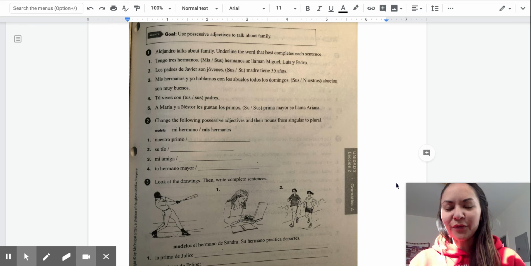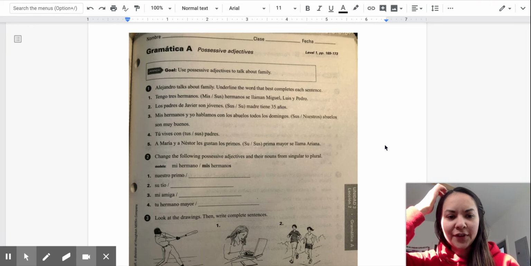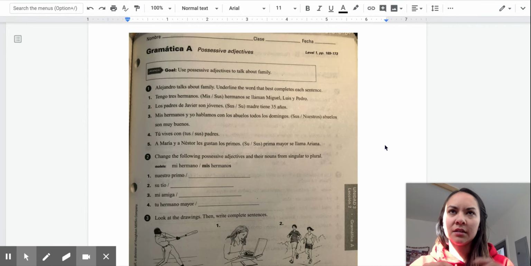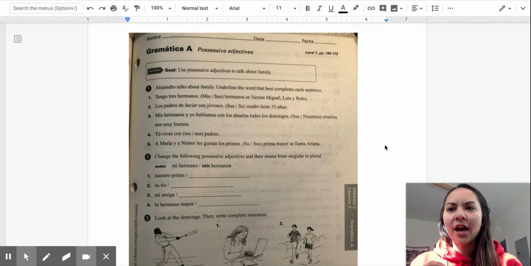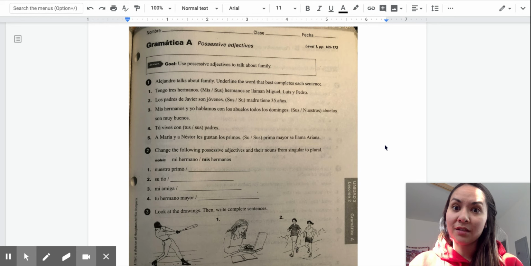Let's see how far we can get into Gramática A. All right, possessive adjectives. Remember we talked about this, and on your sheet you should have all of those notes on there. So yes, it's mis, tus, mi, tu, sus, su, nuestro, nuestra, nuestros, nuestras, and sus.